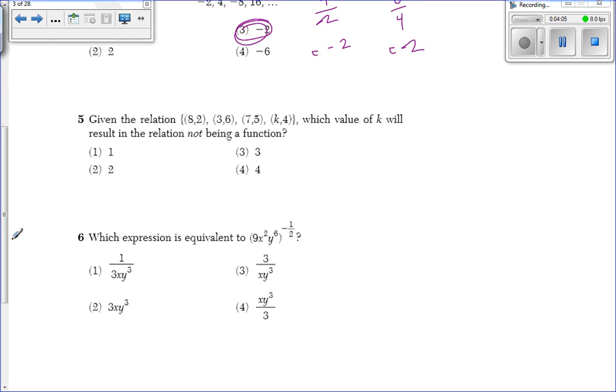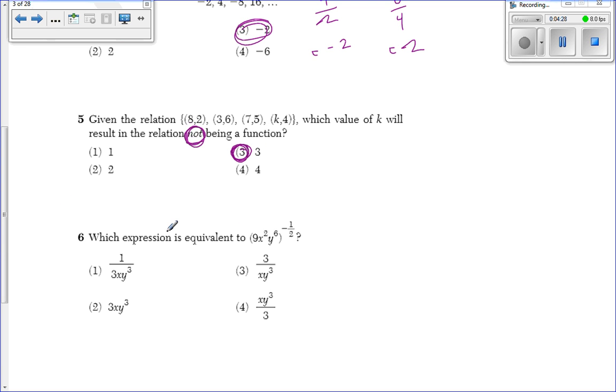Given the relation (8, 2), (3, 6), (7, 5), (k, 4), what value of k will result in the relation not being a function? Well, to not be a function, that means my x values have to repeat. So I'm looking for either an 8, a 3, or a 7. And the only one that fits that is the 3.